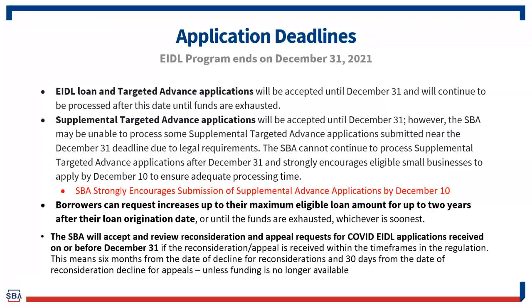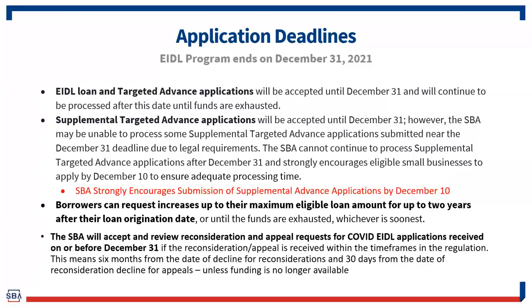So that being said, don't wait until December 31st to apply. If you think you're going to need this program or you're interested in those advances, apply now, don't wait, especially for those supplemental advances. Again, do that by December 10th because that does have some processing time that's available with that. So make sure that you apply for the supplemental and the targeted advance by December 10th. So basically in just a couple of weeks here.